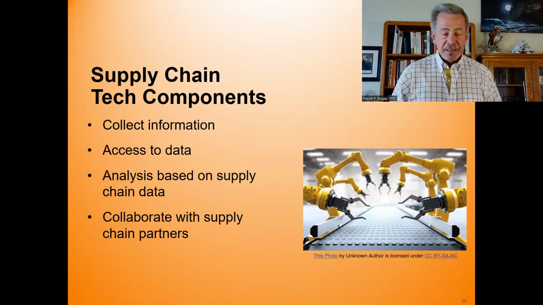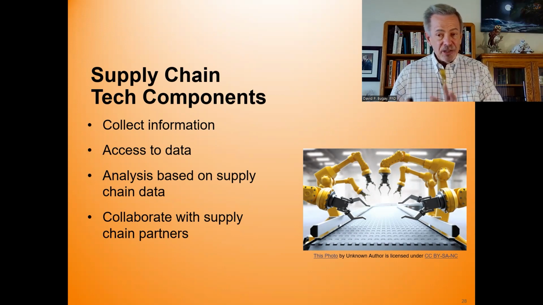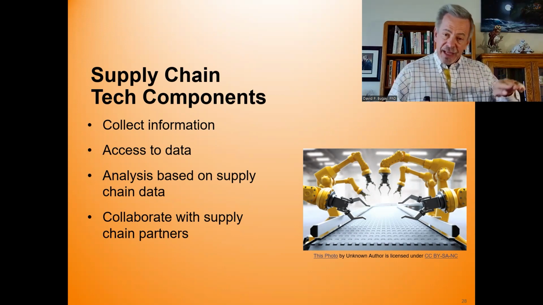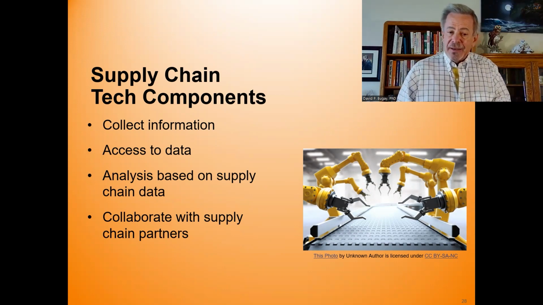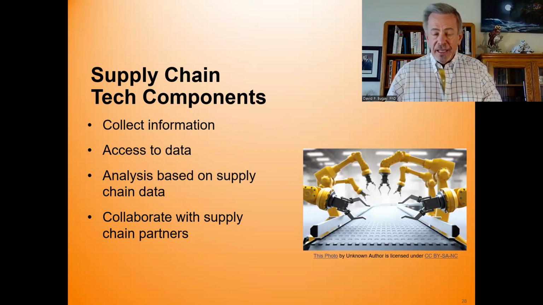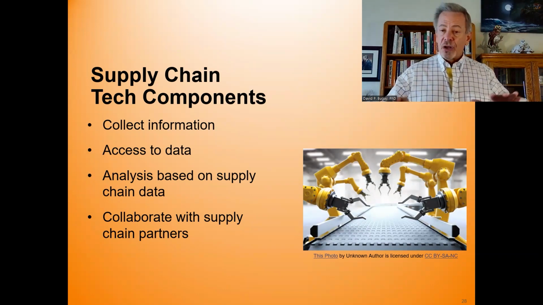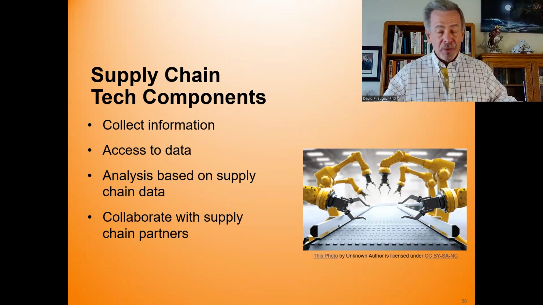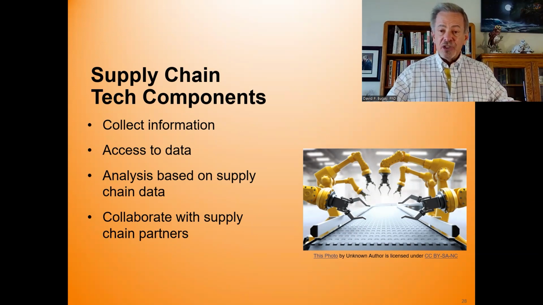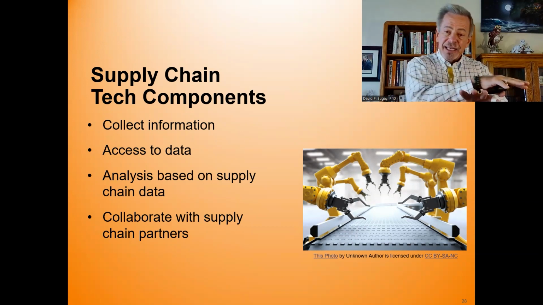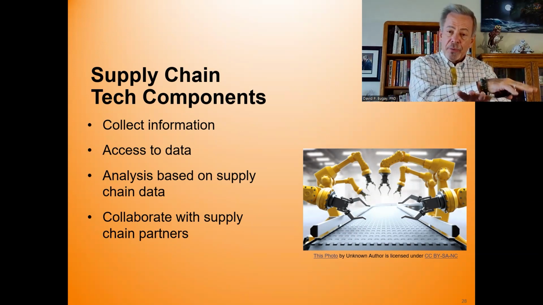Supply chain tech components: collect that information, access the data, not just to you, but everybody up and down that supply chain, and then analyze based upon the supply chain data, and then share the data across the entire spectrum. If one section isn't doing well, the issue isn't to go around fixing blame and hanging it around them. The issue is everybody pitches in to figure out how they can make it even better, because maybe they're not getting the good data from here, even though the reports show that.